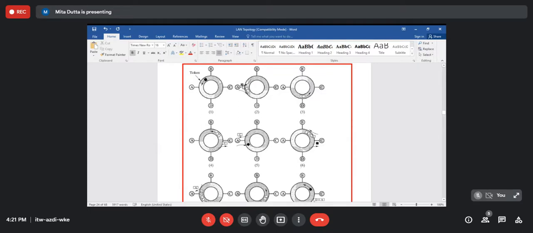Now when the token is taken by A, it will transmit its information, which is the MAC frame, and it is circulated within the ring. As I have told you, in a LAN the address of a particular station has to be mentioned, so it is meant for C. Here the address of C is appended in the data frame.